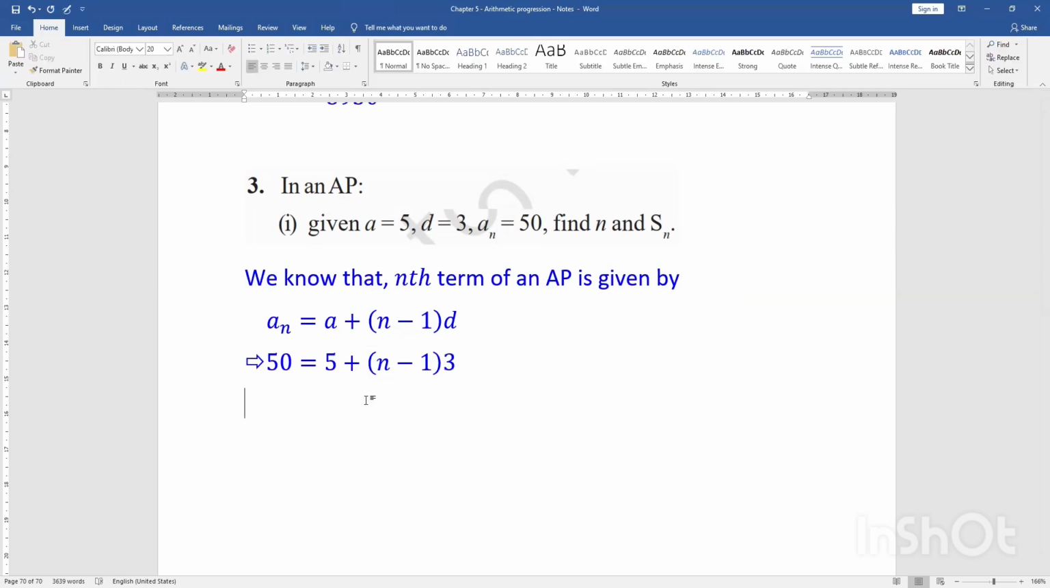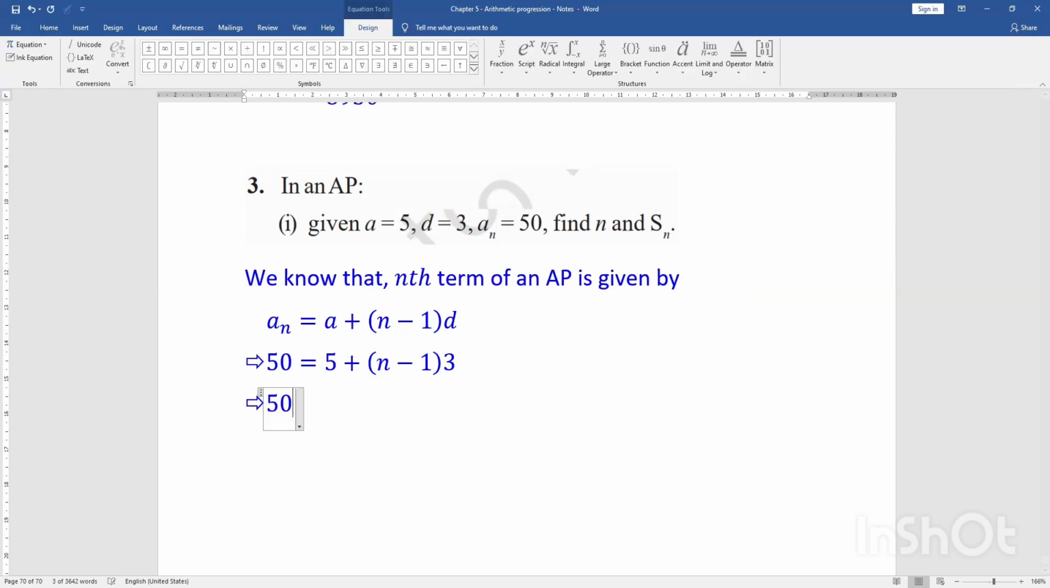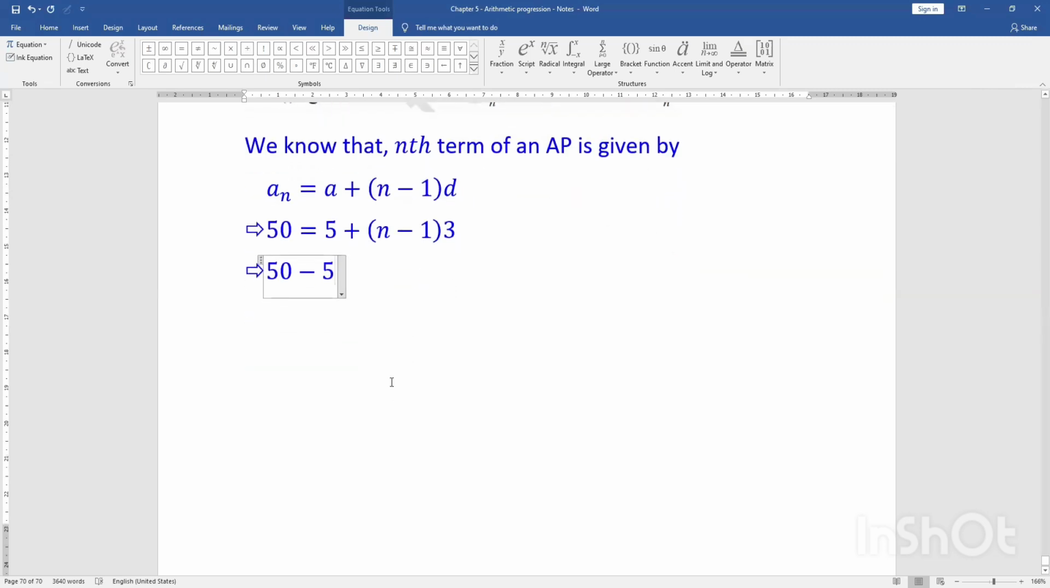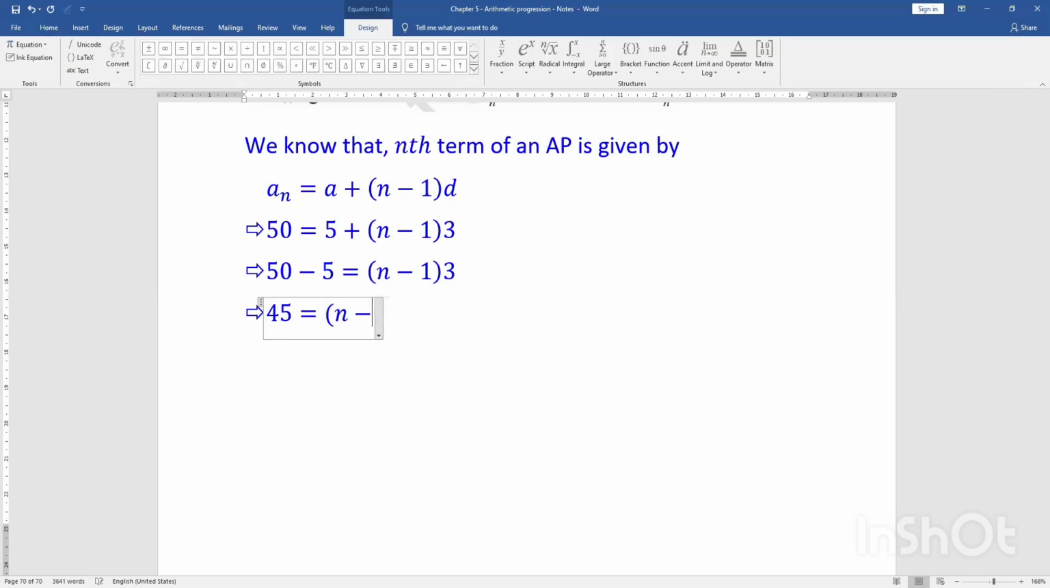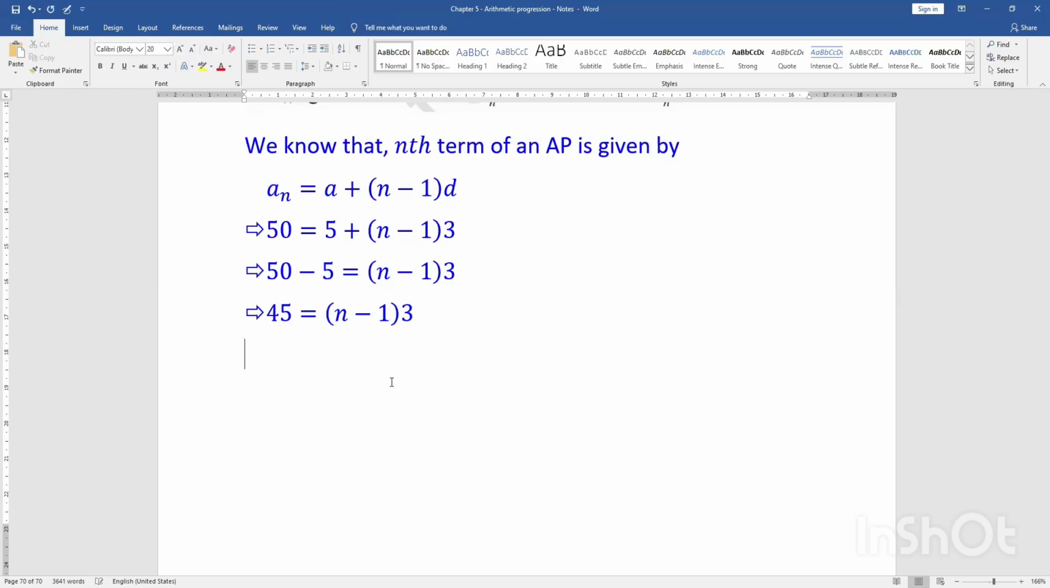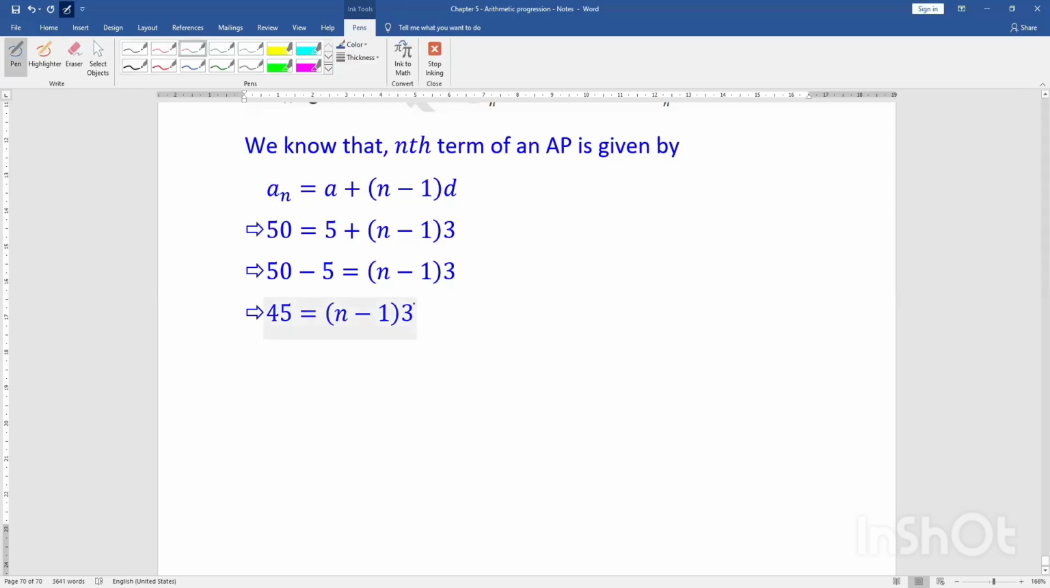Then I write it as 50 minus 5, because 5 is transposed to the LHS. We get minus 5 equals (n minus 1) into 3, or we get it as 45 equals (n minus 1) into 3. So that means I can do the cancellation here. Let me show you that. 3 ones are 3. How many times? 15s are 45, right, children?